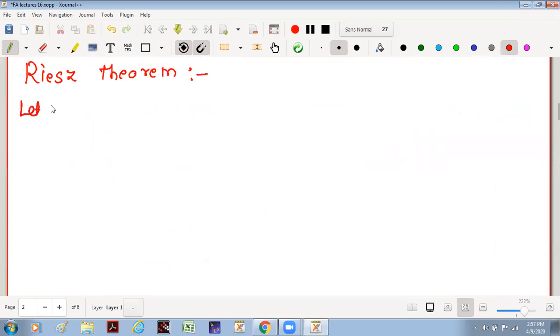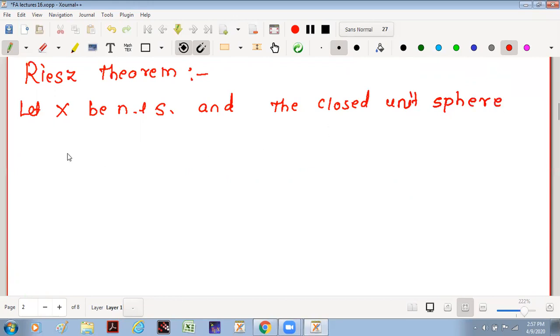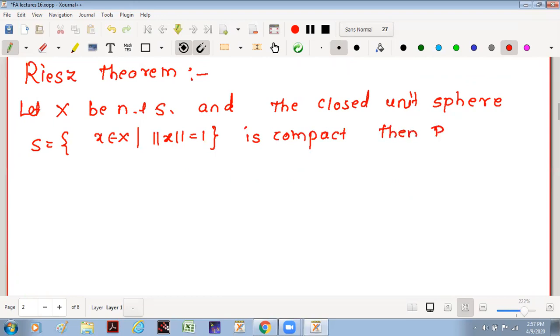Let X be a normed linear space, and the closed unit sphere, which we denote by S, is the collection of all vectors x in X such that norm of x is equal to 1. If S is compact, then prove that X is finite dimensional.